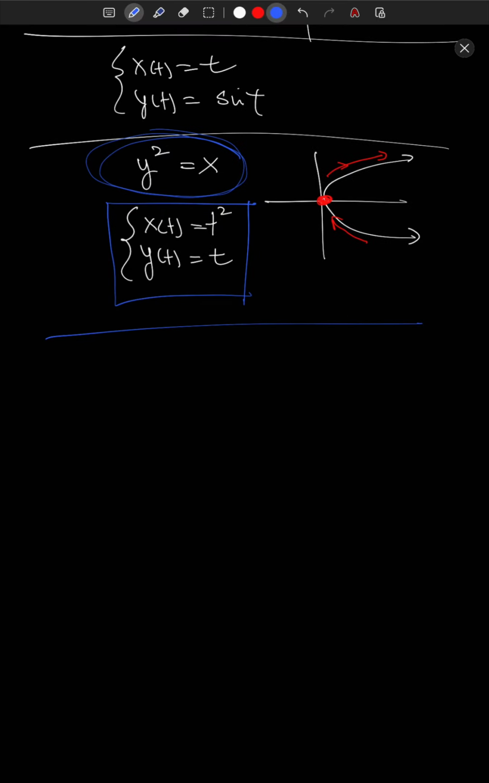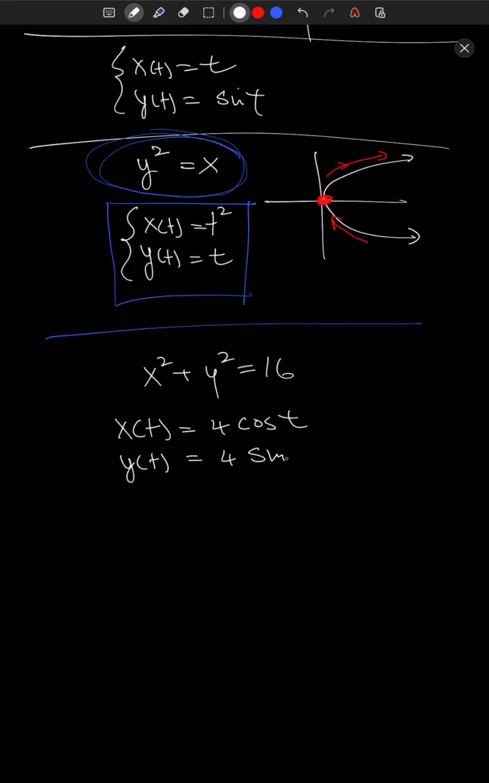Okay, so let's get back to the circle. If I wanted to describe x squared plus y squared equals 16, that's a circle of radius 4, we've already seen that something like this is going to work. If I square x and I square y and add them together, this will give me 16. So this is a parametric equation for a circle of radius 4 about the origin.